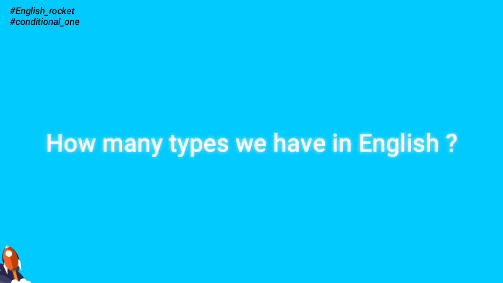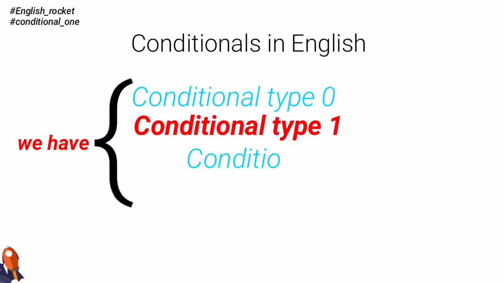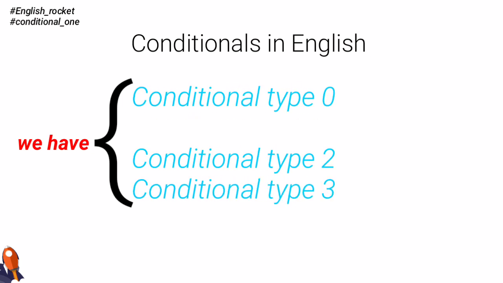How many types do we have in English? In English, we have 4 types of conditionals. We have the conditional type 0, the conditional type 1, the conditional type 2, and the conditional type 3.